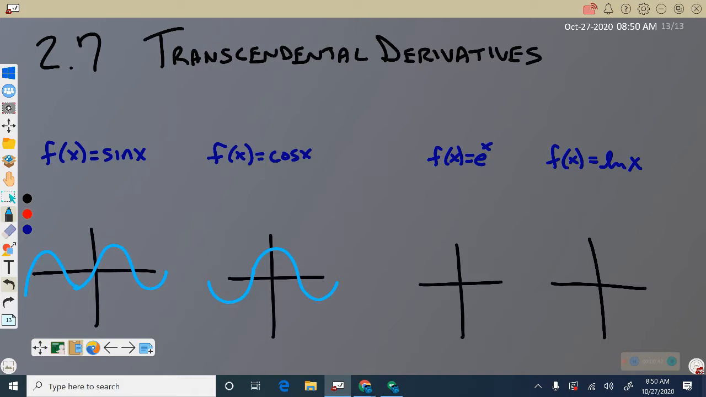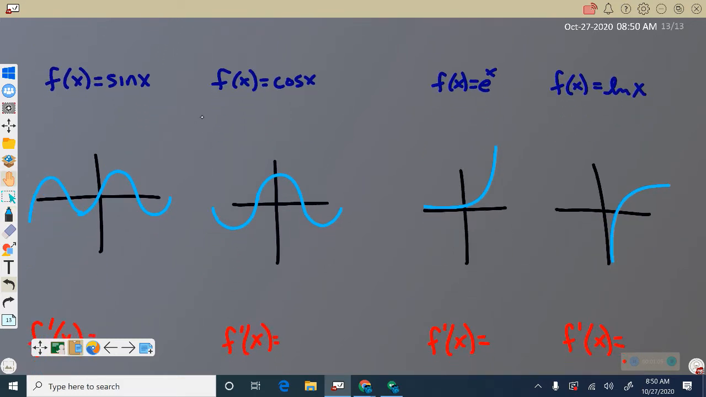Now, e to the x and ln of x are inverses of each other. E to the x starts flat and then goes up forever. Ln of x begins going up forever and then flattening out. Well, as you can imagine, those are also going to be very similar derivatives when we deal with them because they are inverse functions. They should have something kind of in common.